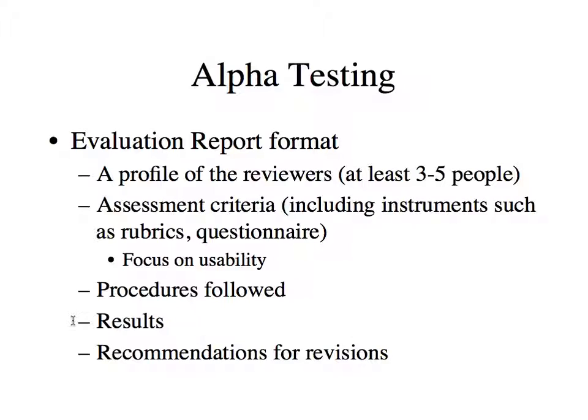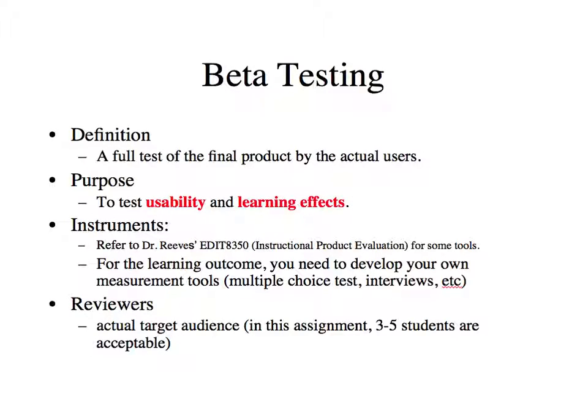So that's the difference between the plan and the report for alpha testing. So let's turn to beta testing. The beta testing is a full test of the final product. This could be done at the end of the semester. It should be done by actual users. If you can get access to your actual learning population, that would be the ideal. If you can't, you can piece together 3 to 5 people of your classmates to do your beta testing.